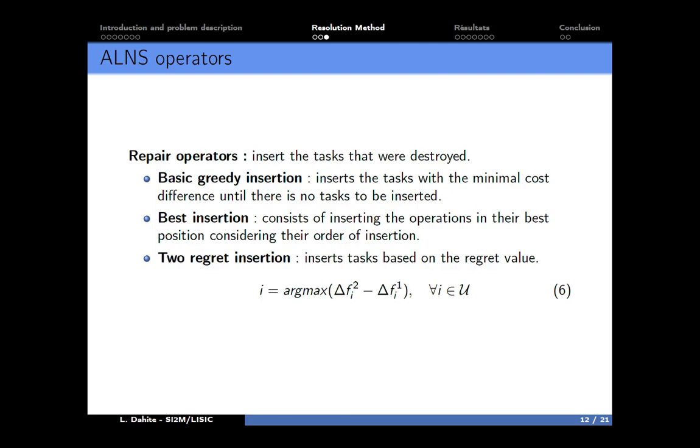Here we use heuristic operators. Basic greedy insertion inserts tasks in their best position in a greedy manner until there is no task to be inserted. Best insertion is the same, but it considers the order of insertion. Regret insertion inserts tasks based on the regret value instead of the cost value, which was here the least bad choice. The regret value is the difference between inserting in the best position and in its second best.